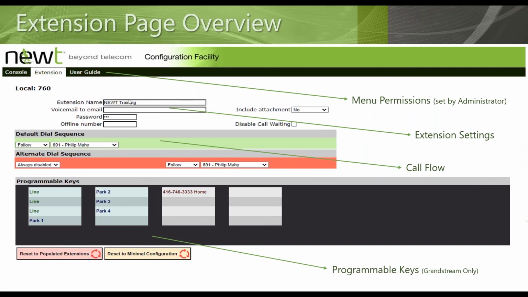And your extension settings: extension name, voicemail to email. If you want to activate your voicemail going to your email in an audio format, type in your email address here. Also select yes in this drop-down menu for include attachment. As soon as you do that and you click outside of the box anywhere in this white area, an apply changes button will show up in the bottom right-hand corner. Go ahead and do that.